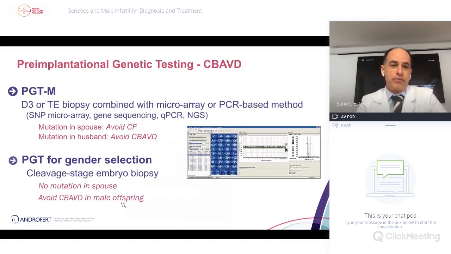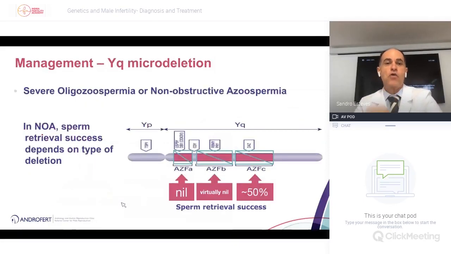So we can also explore the possibility of doing PGT for gender selection. In that case, we can do cleavage stage embryo biopsy or blastocyst trophectoderm biopsy. This is only when there's no mutation in the spouse, and our approach would be to avoid CBAVD in the male offspring. In that case, you might consider using PGT for gender selection.